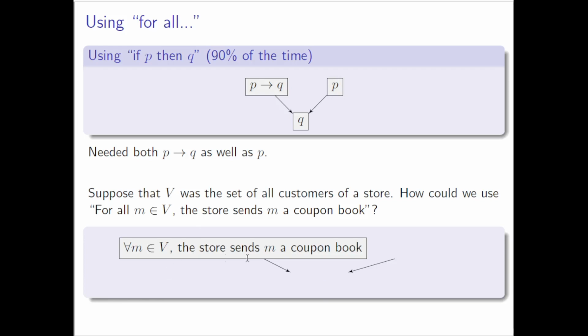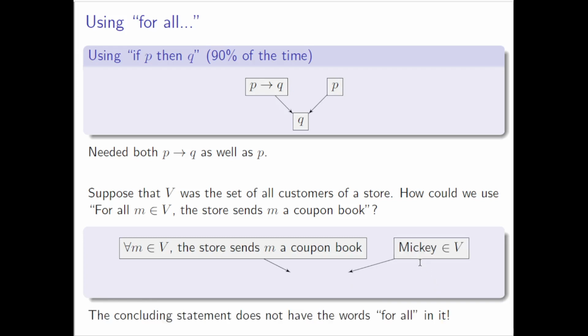So by analogy, I've stuck the big statement we're trying to use over here. So for all M in V, the store sends M a coupon book. Now this is a statement trying to talk about every element in V. And there's got to be something over here so that these two statements, if both true, could combine to meaningfully give us a concluding statement down here. So let's just say it's this.